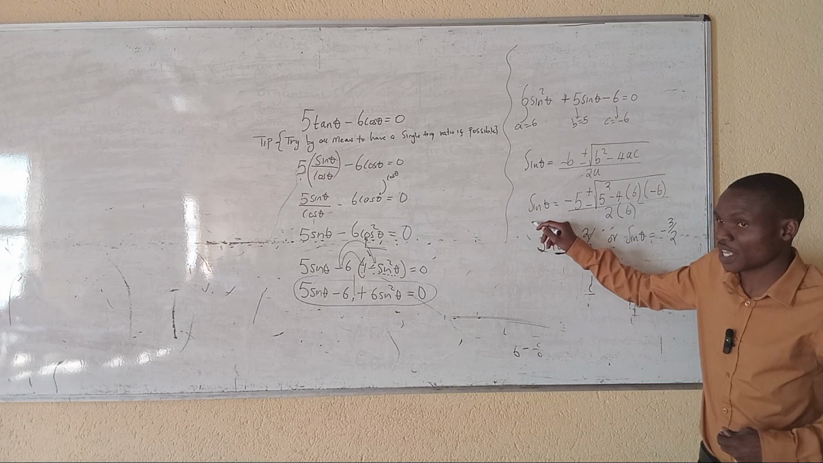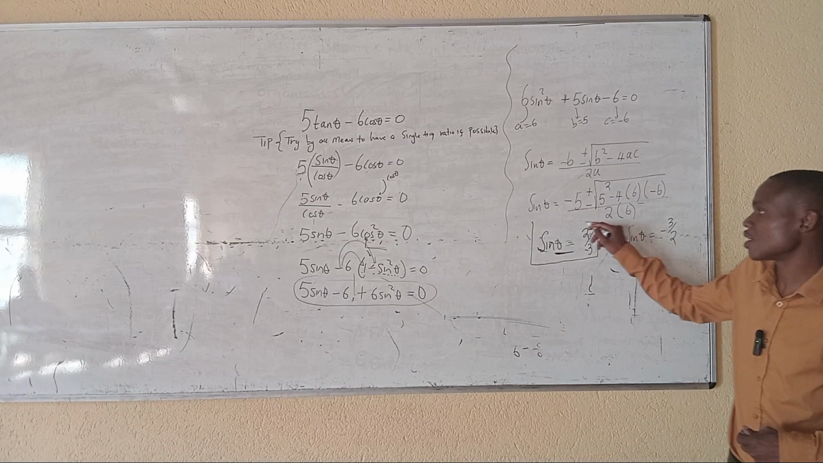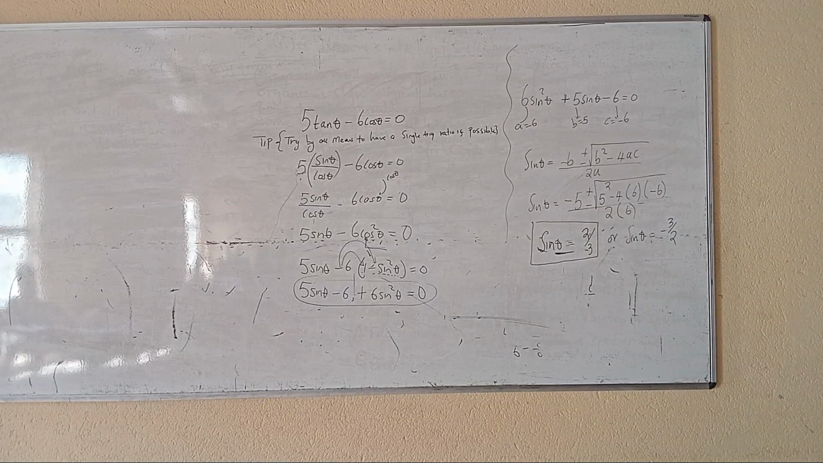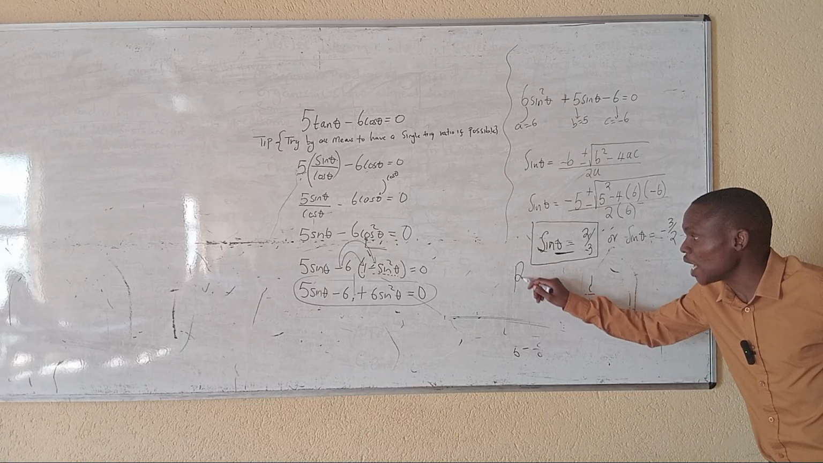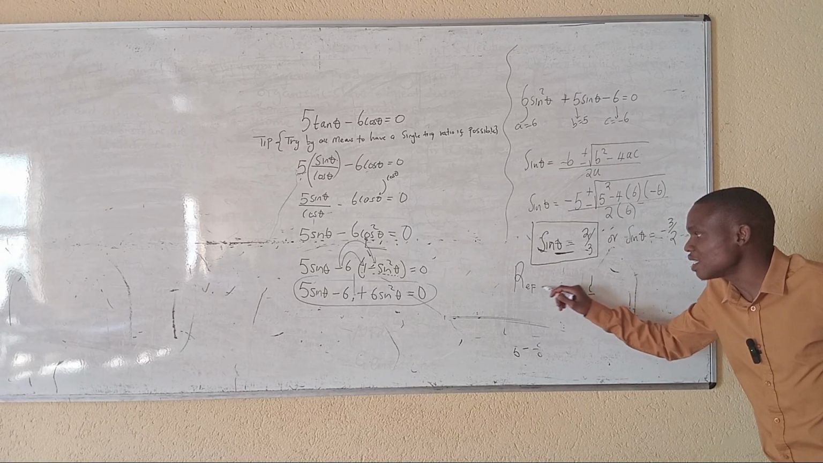So let us focus here. Let us focus on sine theta equals 2 over 3. Sine theta equals 2 over 3. What are we dealing with? We are dealing with the general solution. And when you are dealing with the general solution, it's important to find, pay attention, the reference angle.